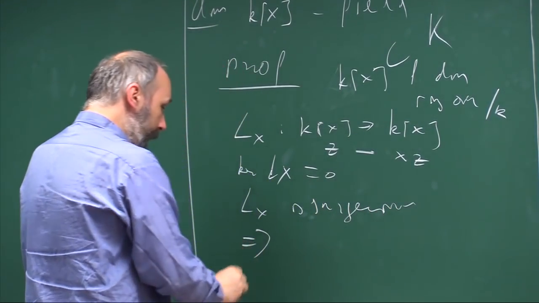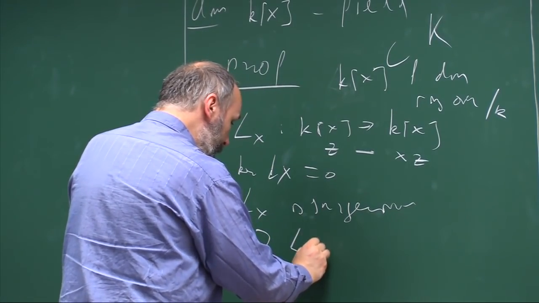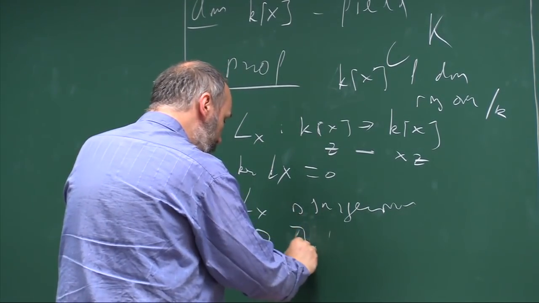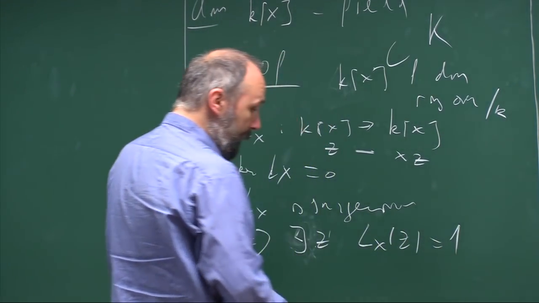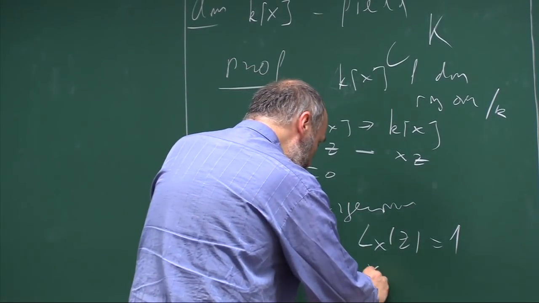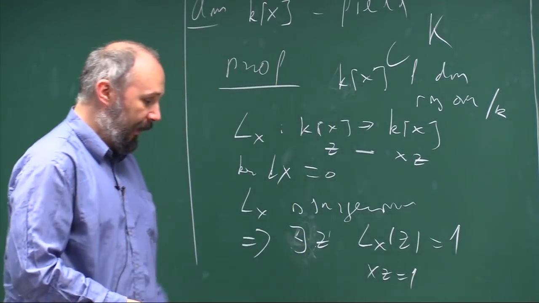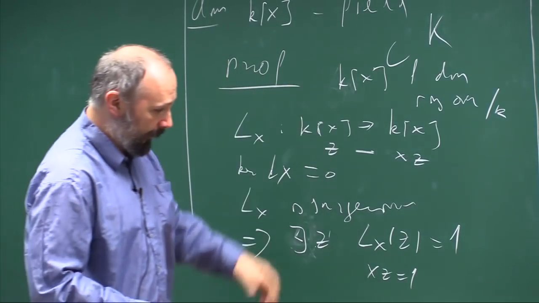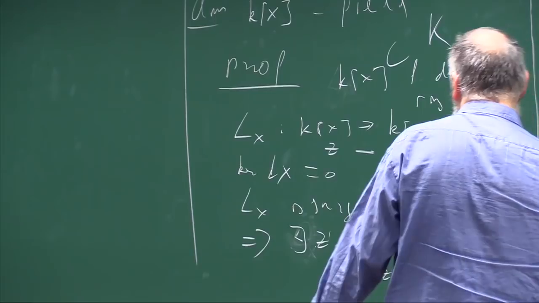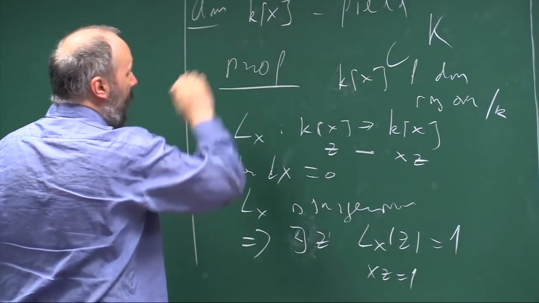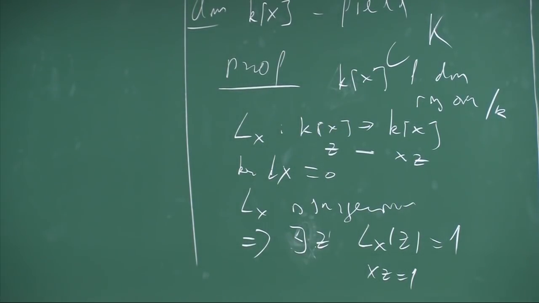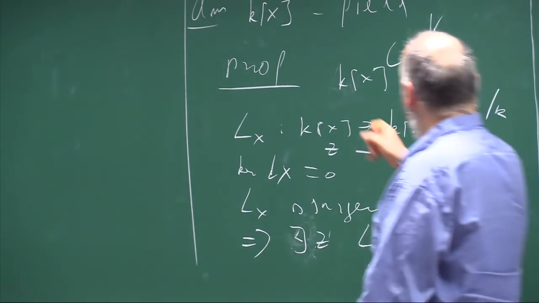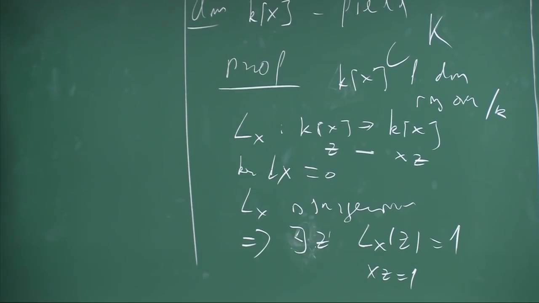And then there exists a z such that Lx of z is equal to 1, right? Because it's surjective, and then xz is equal to 1, and you can invert x, and you can invert every non-zero vector in this ring. Okay. Then this is actually a field.